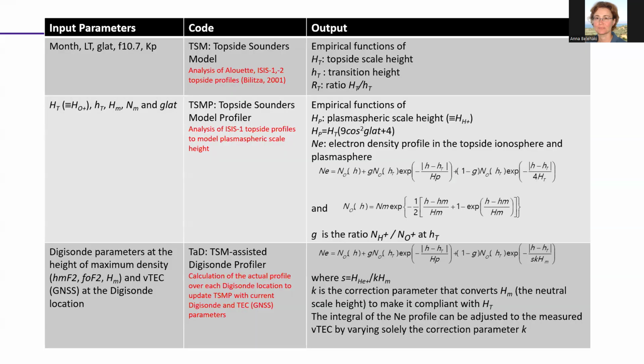And here you can see the equations that we are using for the TAD model. This is a one-dimensional reconstructed electron density profile at the location of the Digisonde. So we are using different equations for the plasmasphere and for the topside ionosphere, and of course for the bottomside ionosphere we rely on the Digisonde extracted profile.